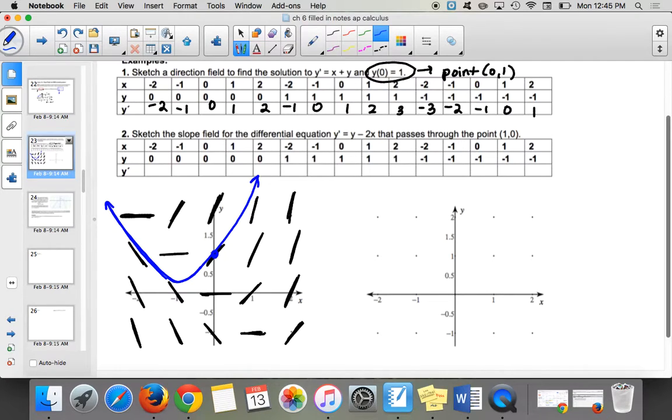Luckily, you don't often have to draw the solution curve. I think I've only seen that on one free response question. Usually just draw the slope fields. Okay? Does this make sense? All right, so let's do the next one, and we'll kind of chunk it off.